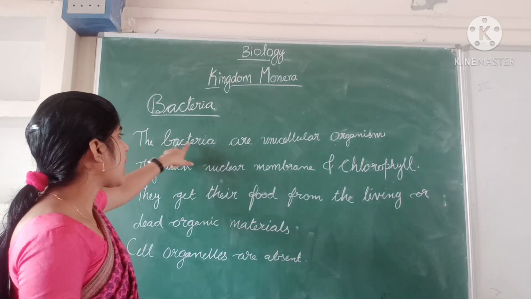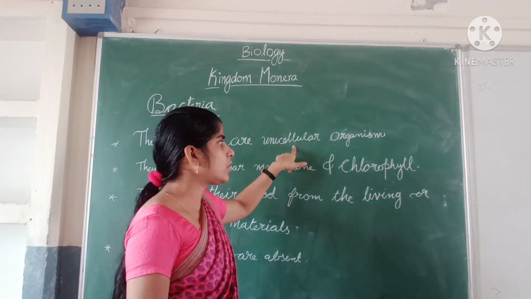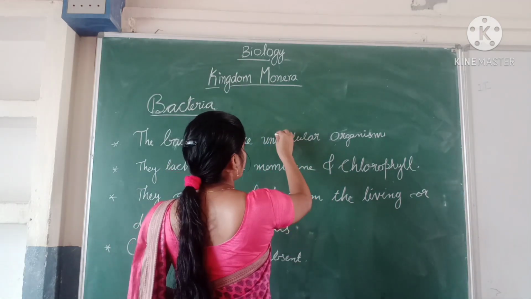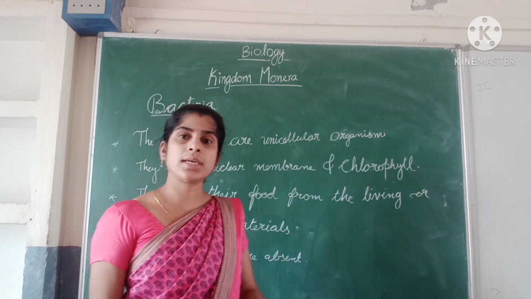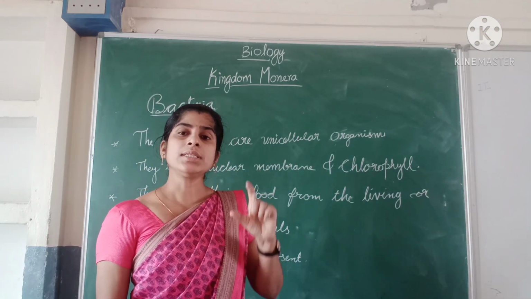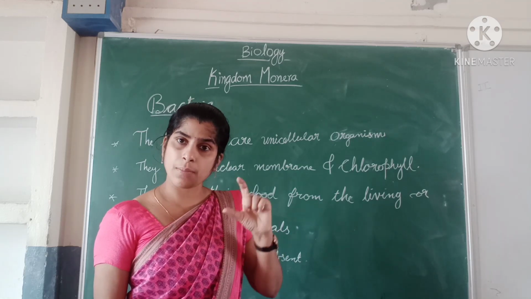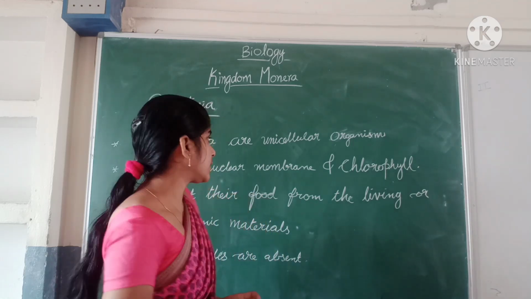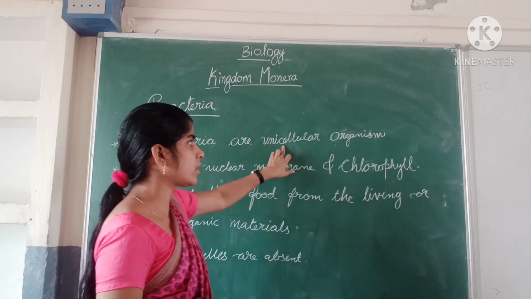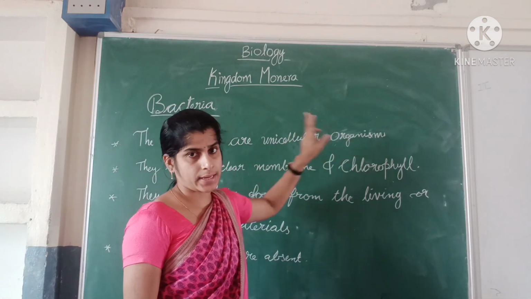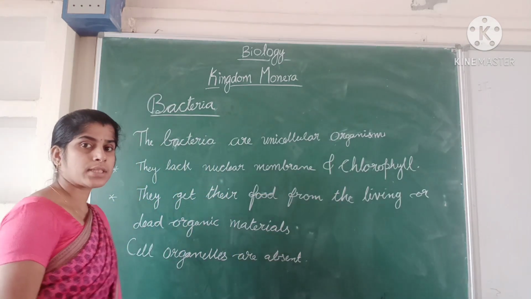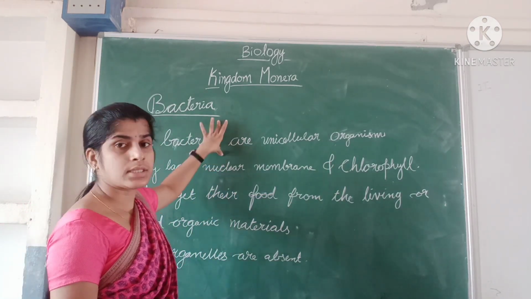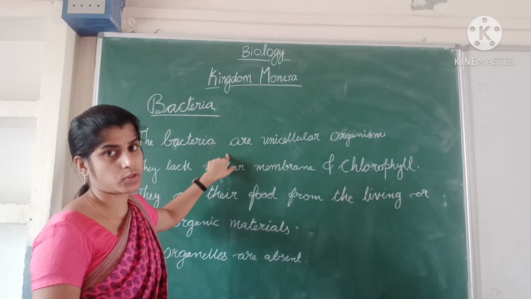So, let's see some features of bacteria. First feature: bacteria are unicellular, microscopic organisms. Unicellular means what? They make their body from only a single cell. That's why bacteria are unicellular microscopic organisms. Why are they microscopic? They can only be seen under the microscope.